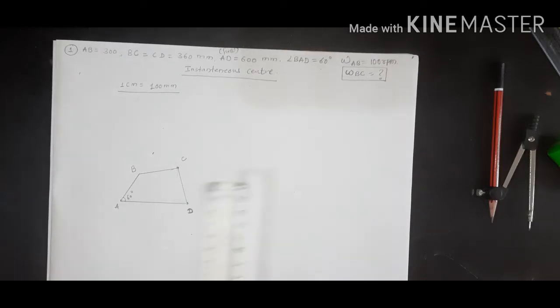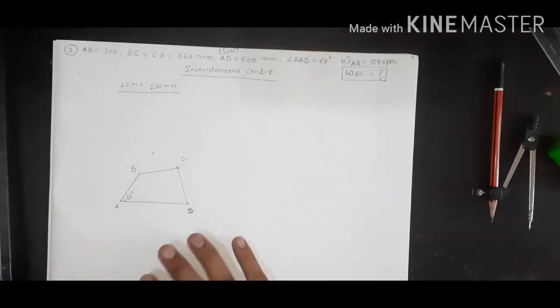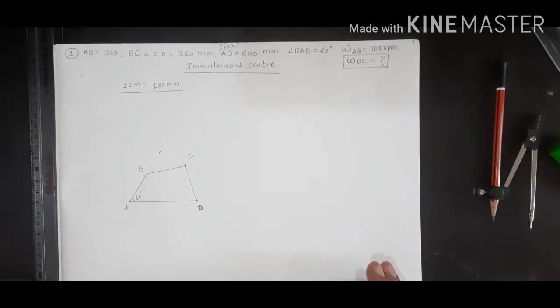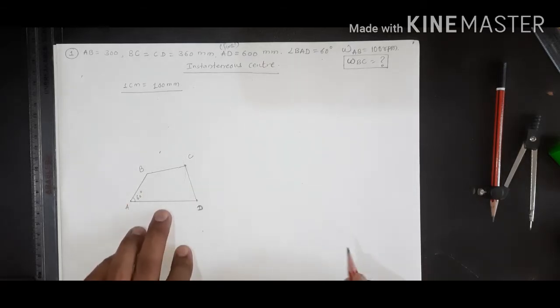Now the next task is to locate the instantaneous center. Now because this is a 4-bar mechanism, the number of instantaneous centers will be not more than 6. So it will be very easy to locate all those instantaneous centers. And as we have already discussed the method of locating the instantaneous center, so let me just revise it once again through this example.